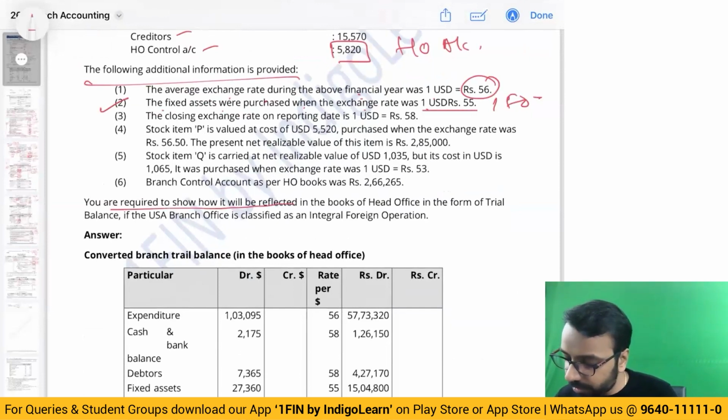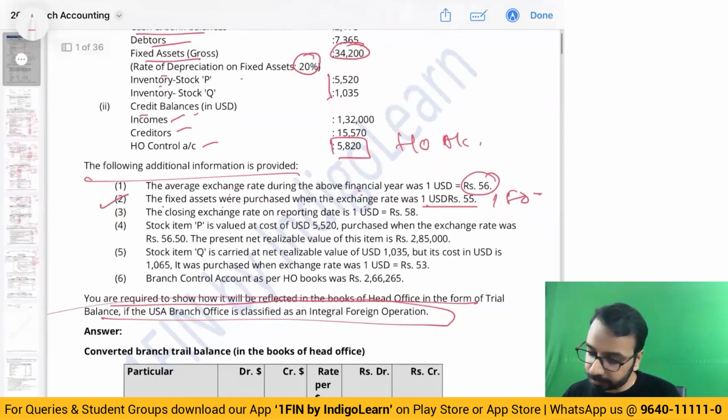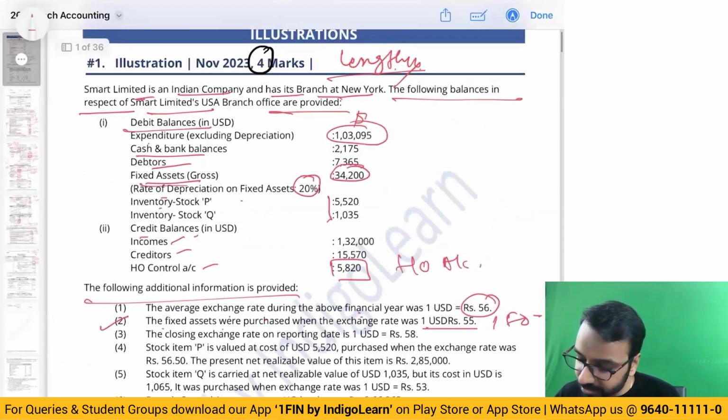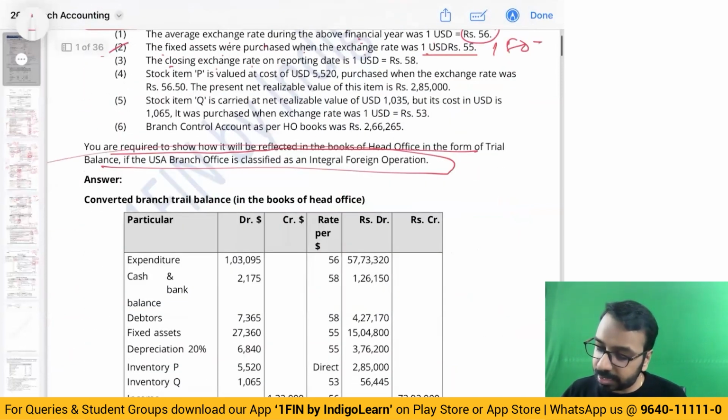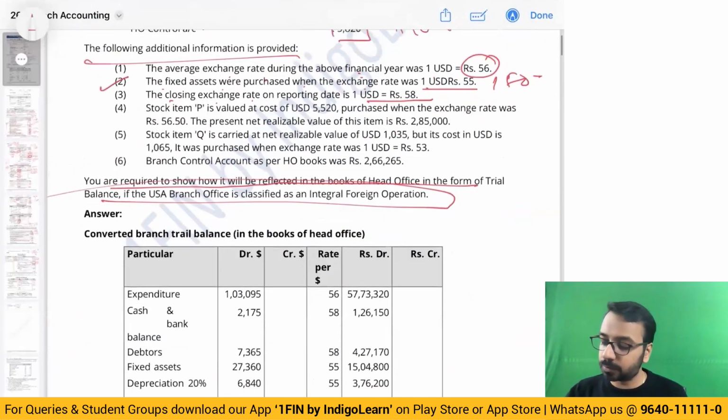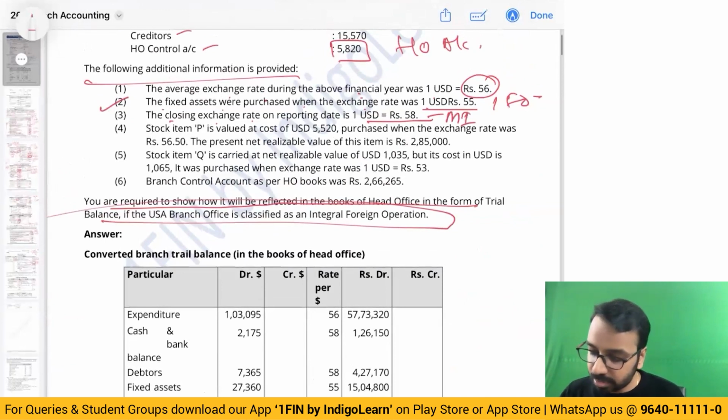You are required to show how it will be reflected if it is an integral foreign operation. This fixed asset, 34,200, you will multiply it by 56 to calculate the amount. Closing exchange rate on the reporting date is 58. This will be used for monetary items. Stock item B is valued at cost, purchased when the exchange rate was 56.5.